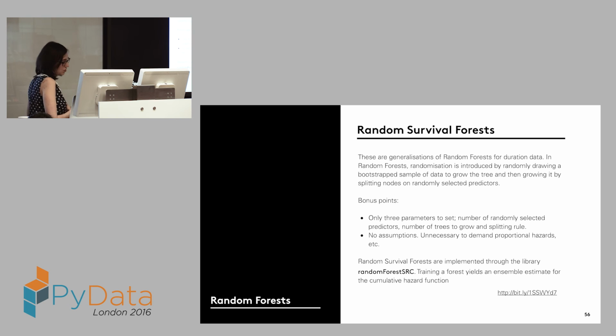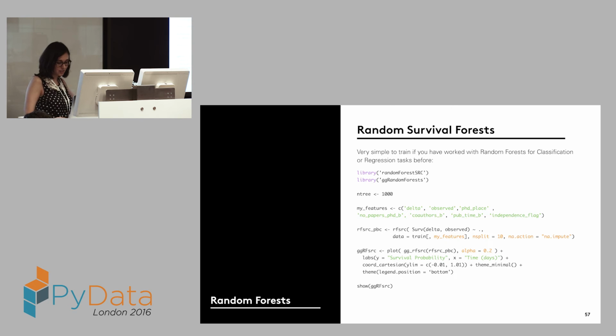The other thing you can do is you can use random survival forests. So the library randomForestSRC basically has now coalesced. If you've used random forest in R for either classification or regression tasks, then you already know how to do it, but instead of having categorical data or your numerical data, now you have durations data, and it's the same type of calls. The bonus points for this type of approach is that you only have to fix 3 parameters: the number of randomly selected predictors, the number of trees to grow, and the splitting rule. And there's no assumptions about proportional hazards or time-dependent covariates or anything. So you can just go and play with it immediately and just train your forest. And so this is the typical call. It's exactly the same if you've done random forest before.